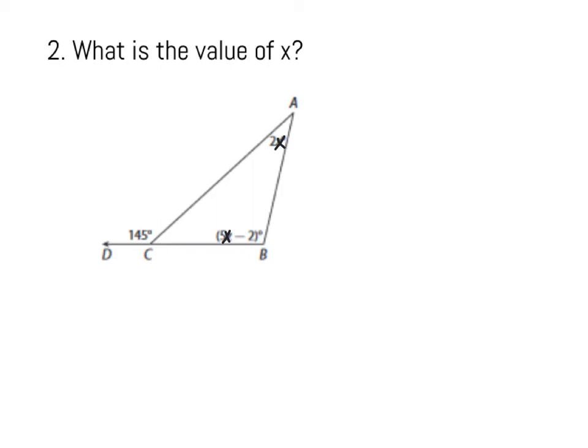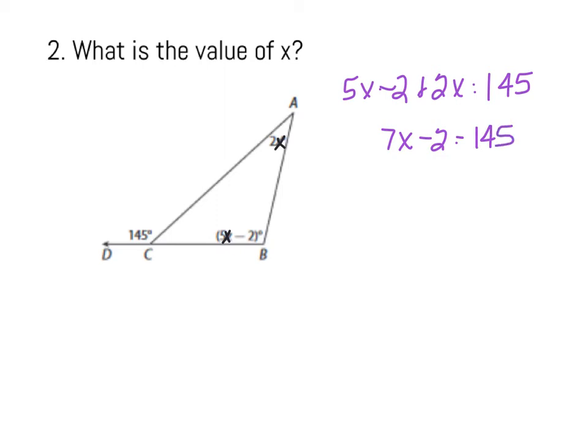Alright, so here I don't have all 3 angles, but I do have an exterior angle. So there's 2 ways that you could have set it up. You could have combined 5x minus 2 plus the 2x to equal the 145. Again, the sum of the opposite angles equals the exterior angle, and got 7x minus 2 equals 145.